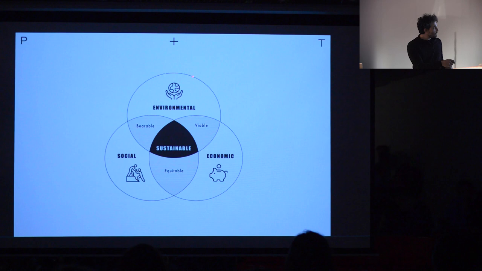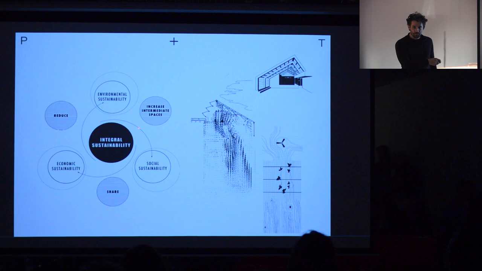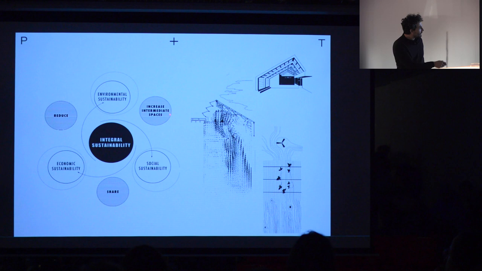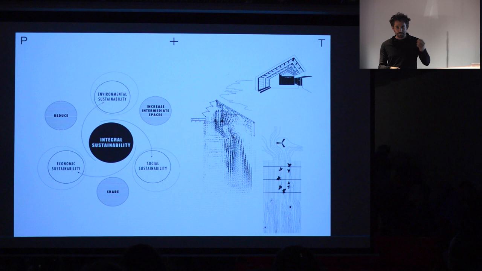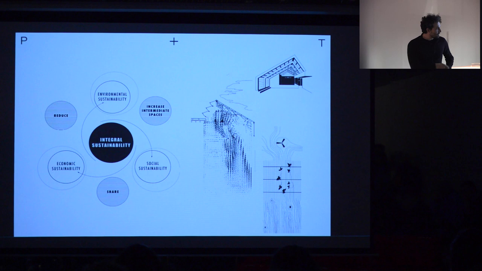So that's why we're going to talk about strategies, and the strategies are going to be in the middle of two of them. When we want to be environmental and social at the same time, we take a strategy of increasing the intermediate spaces, like patios, atriums, spaces that will improve the environmental behavior of the building, but at the same time, they have to become social places for the community.